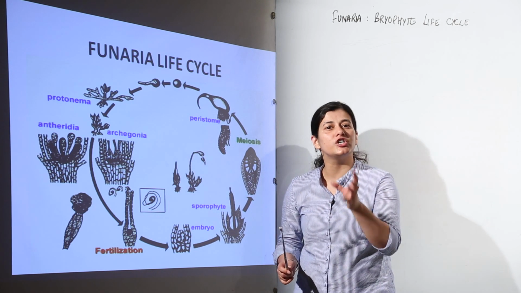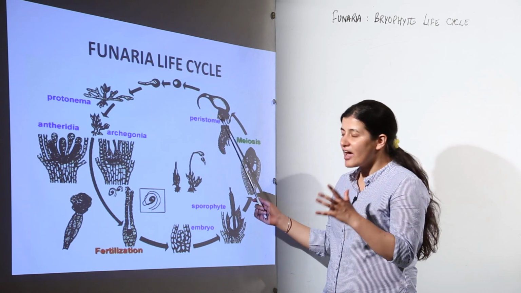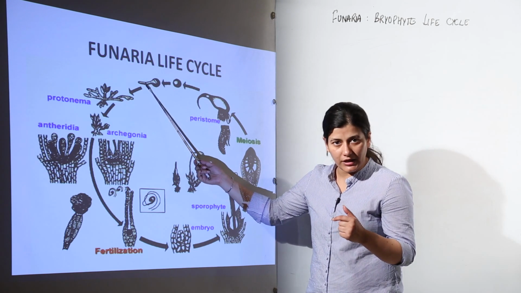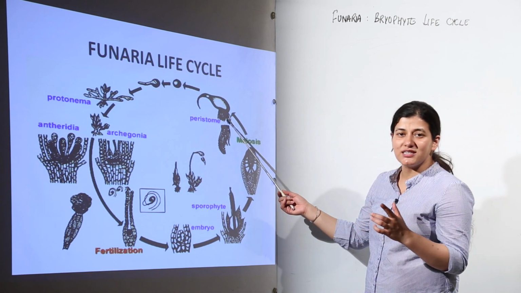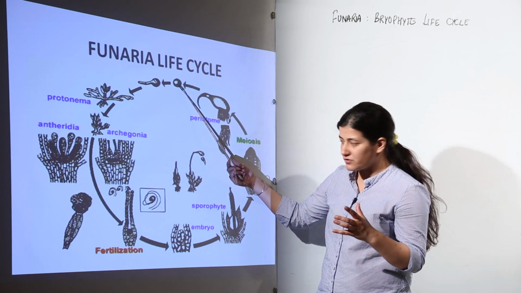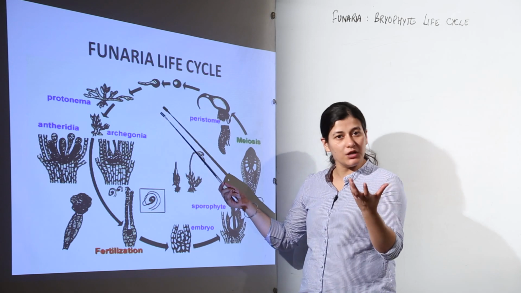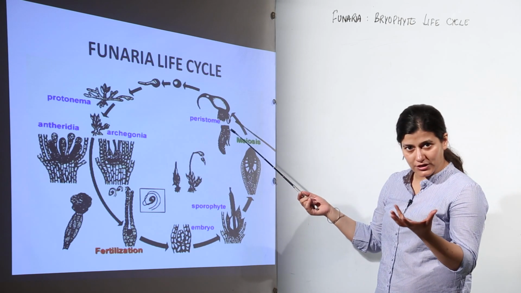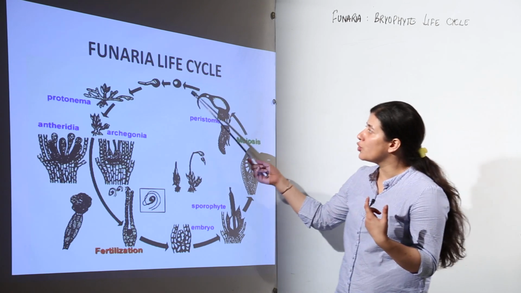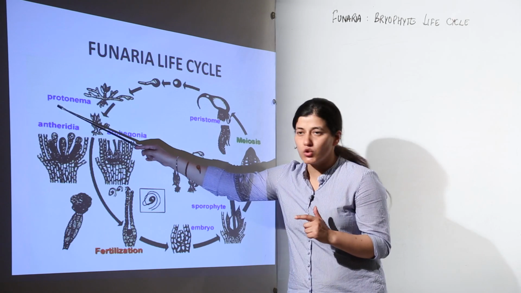The spores germinate and form the protonema. The capsule is present inside the sporophyte, and because it is a meiotic part, it gives rise to spores, which are haploid. The spore, which is haploid, germinates and gives rise to the protonema.